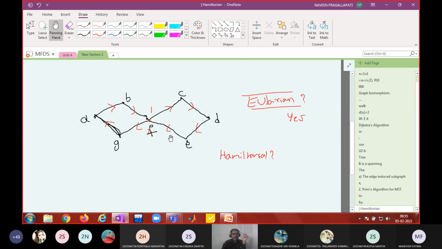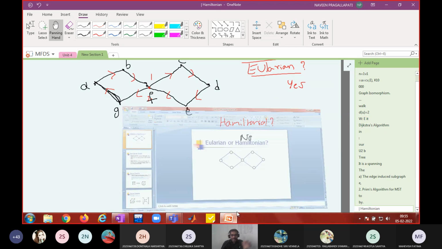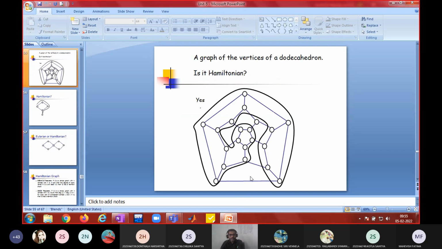So it is not containing any Hamiltonian cycle, therefore it is Eulerian but not Hamiltonian. So this is Eulerian but not Hamiltonian, whereas your previous graph is Hamiltonian but not Eulerian. Do you agree?